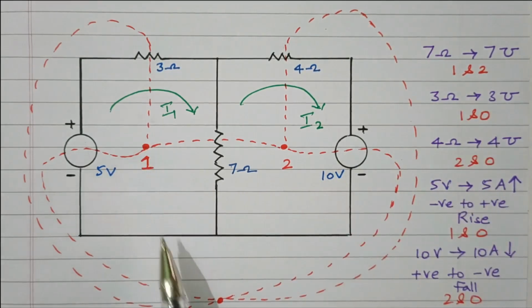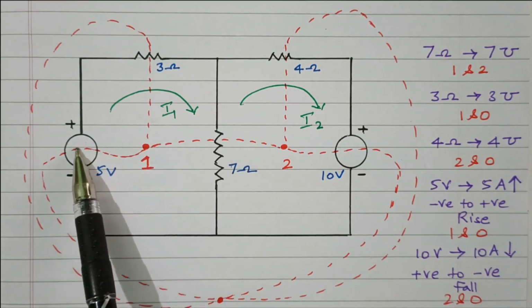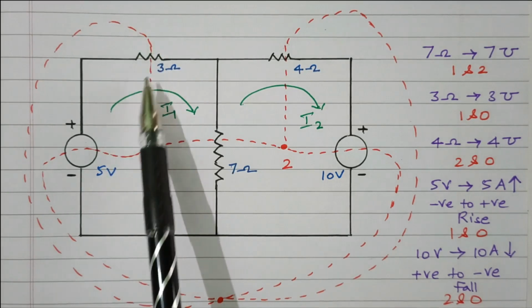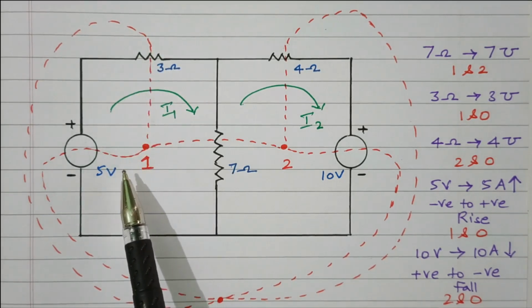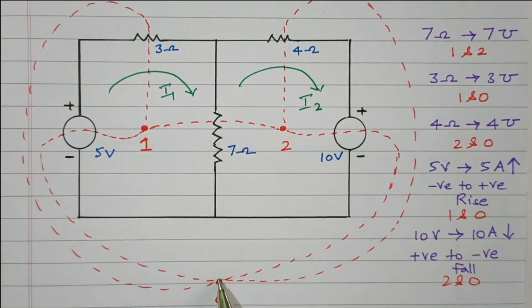Now we'll see 1 and 0. What elements are connected between 1 and 0? The voltage source is connected and also a resistor is connected. Two elements are connected between 0 and 1, right?